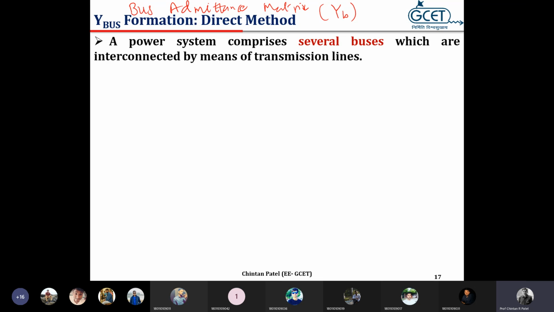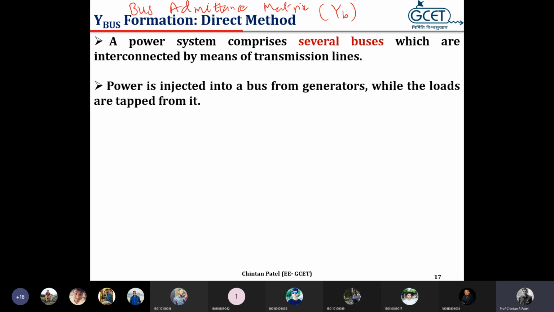We know that the power system consists of many buses which are interconnected with each other with the help of transmission lines. As our system is highly interconnected, there exist several transmission lines between pairs of buses.